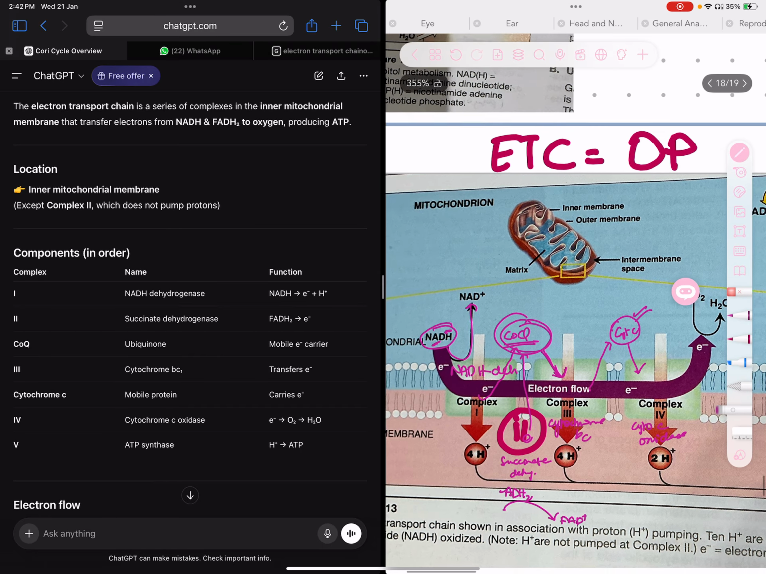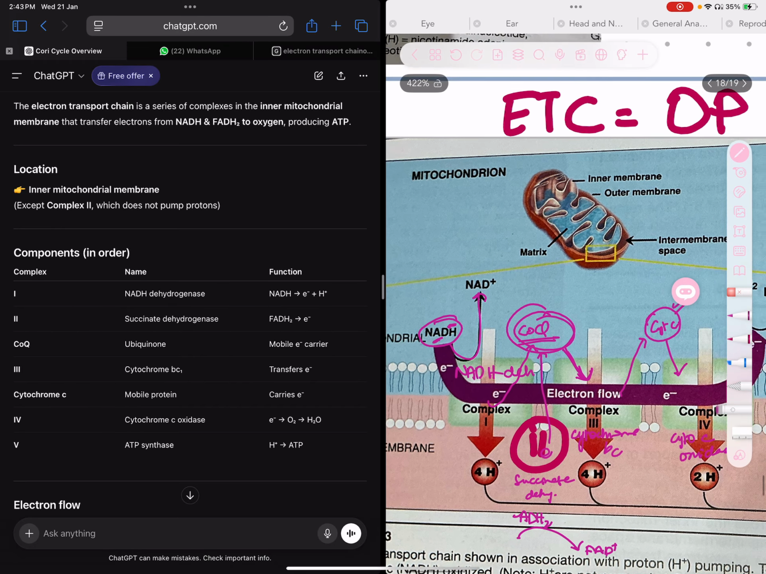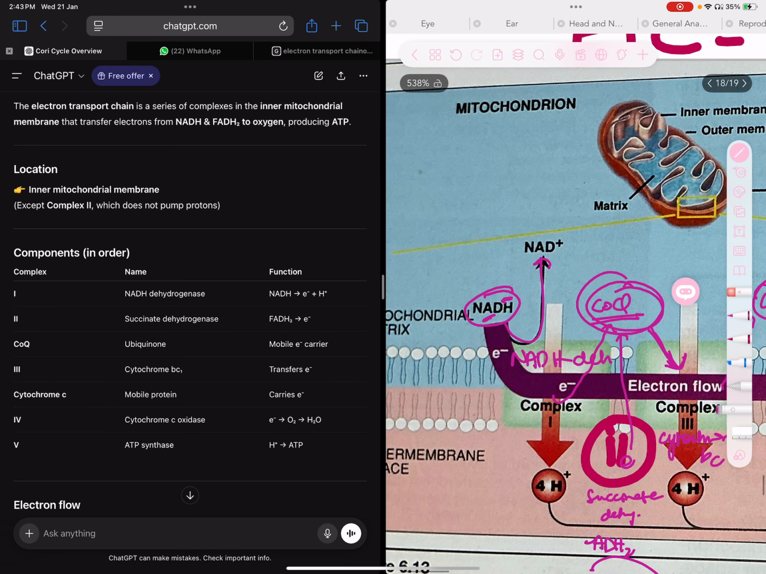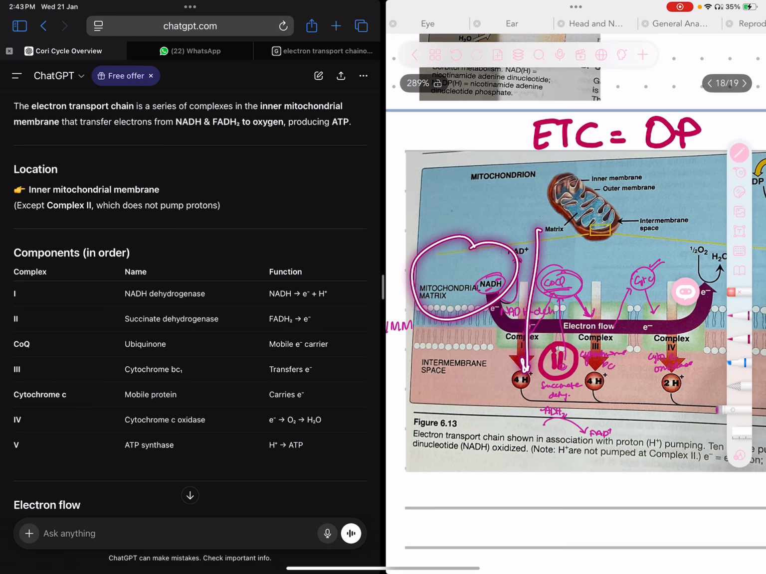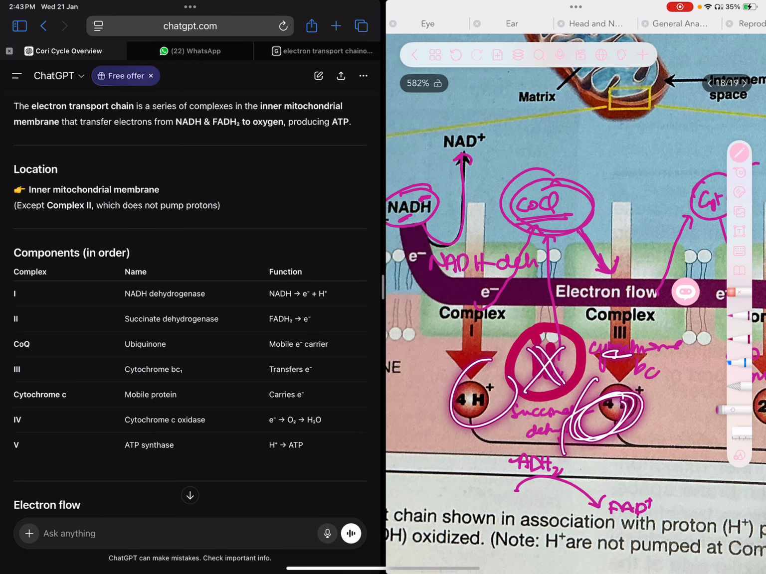What was the electron's job? Its job was to ensure that protons get accumulated inside, exactly where, in the intermembrane space. So it pumped protons out from the mitochondrial matrix into the intermembrane space. Four protons in complex 1, four protons in complex 3. There are none in complex 2.